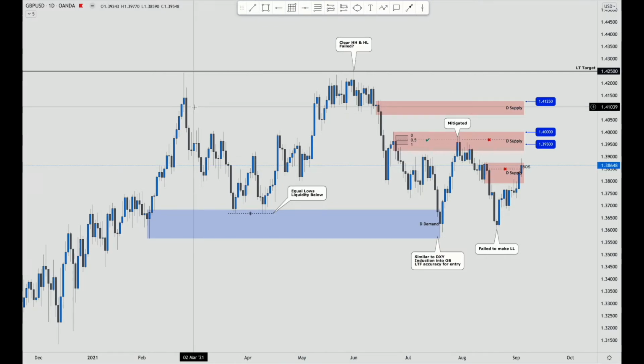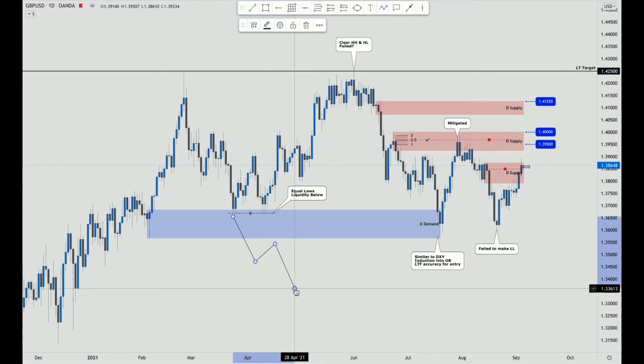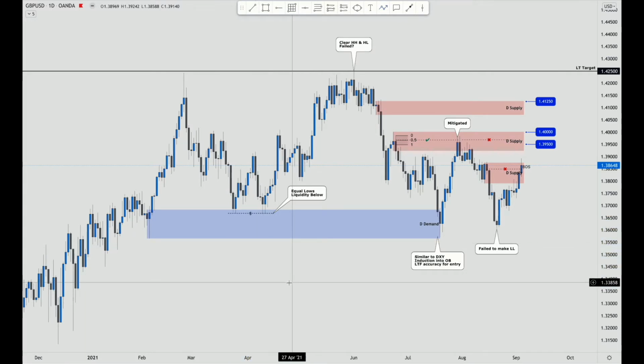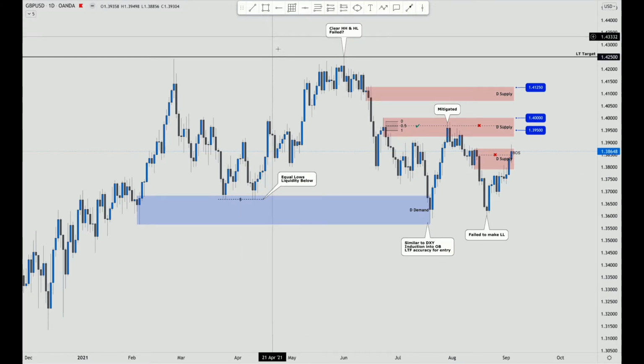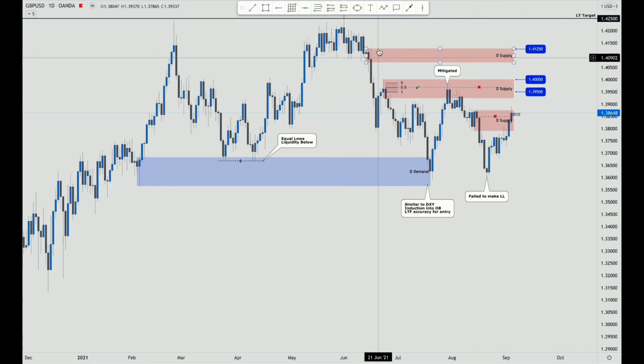However, what I wanted to focus on is the fact that we then created a high, retested it. However, we did not make a lower low, so we did not do the usual downtrend sort of approach. Instead, we created equal lows, and when equal lows or equal highs are present, then we can also consider them as liquidity areas.